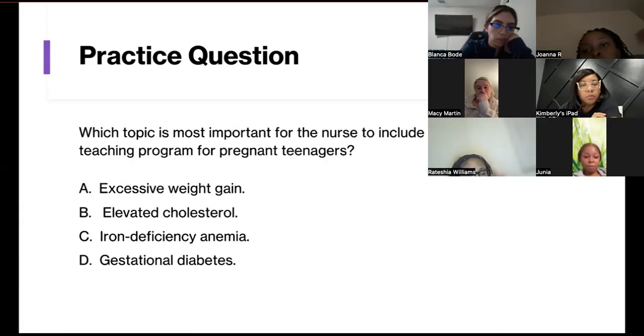Which topic is most important for the nurse to include in a nutritional teaching program for pregnant teens? C. Yes, iron deficiency anemia. Because we said they're at the highest risk for a low birth weight infant and iron deficiency anemia.